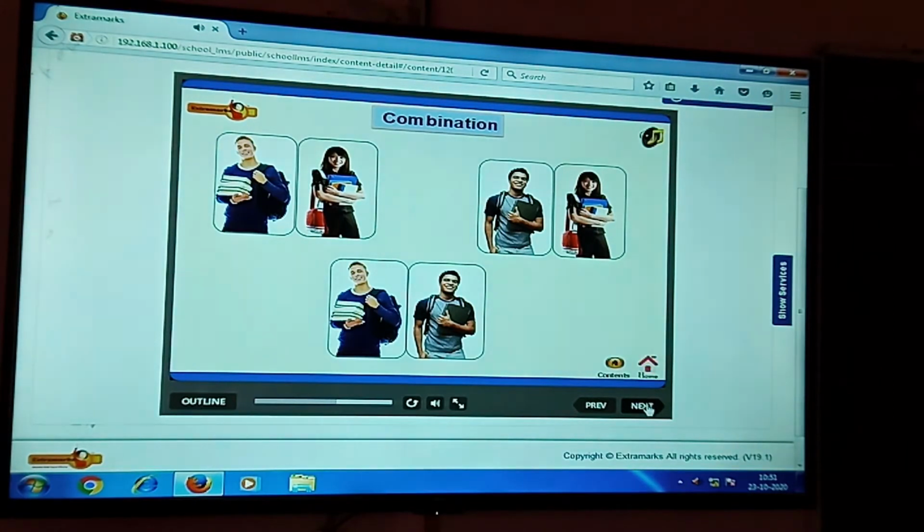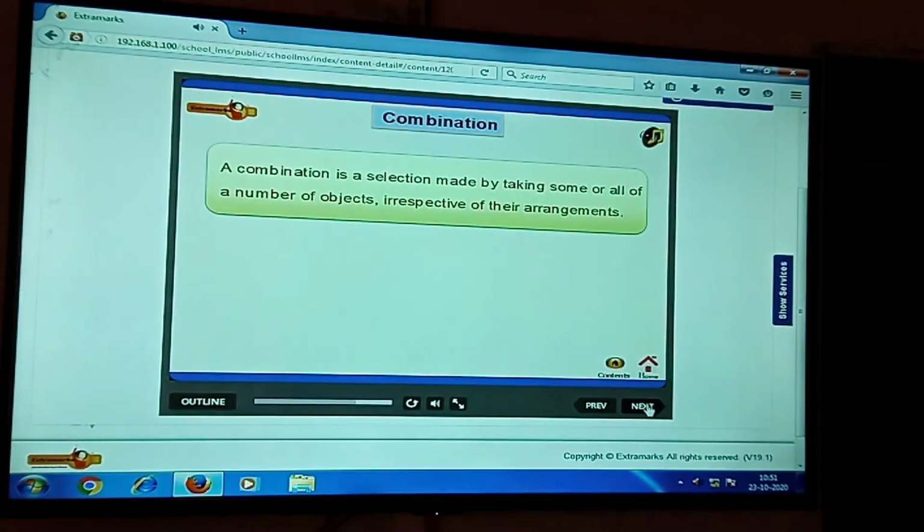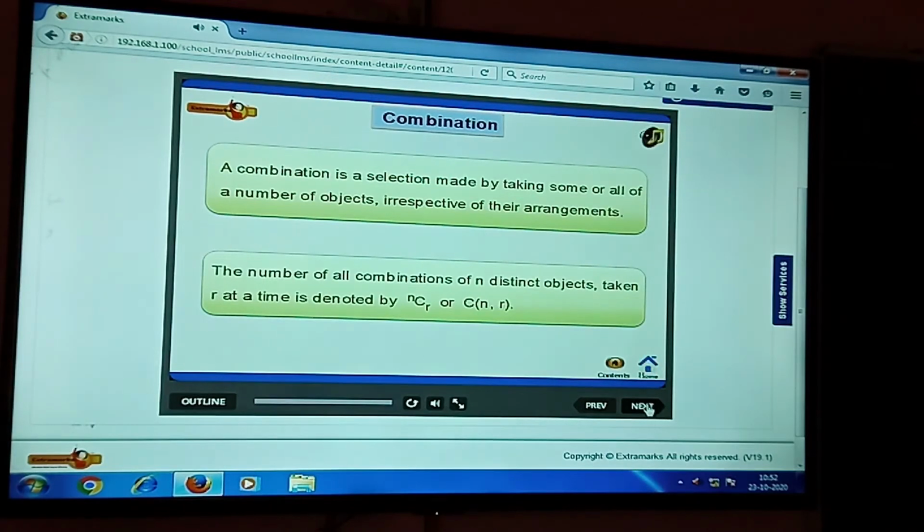In a combination, order is not important. Thus, we define the term combination as follows. A combination is a selection made by taking some or all of a number of objects, irrespective of their arrangements. The number of all combinations of n distinct objects taken r at a time is denoted as shown.